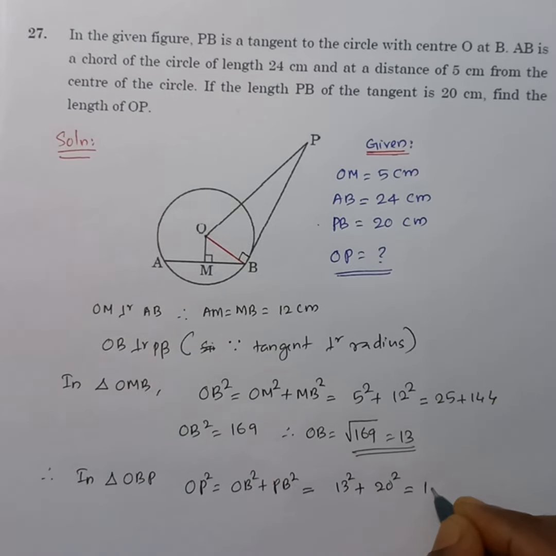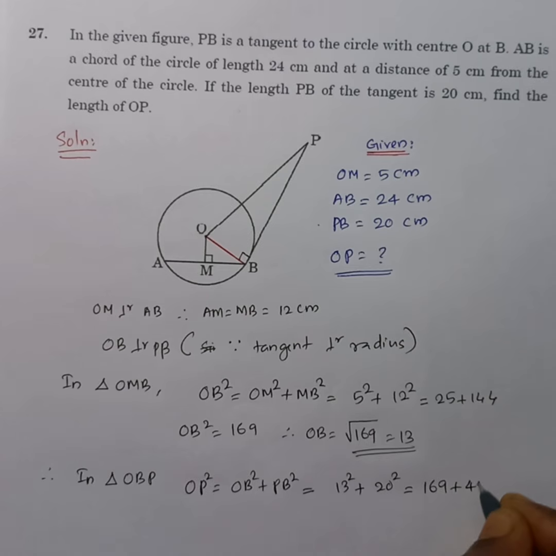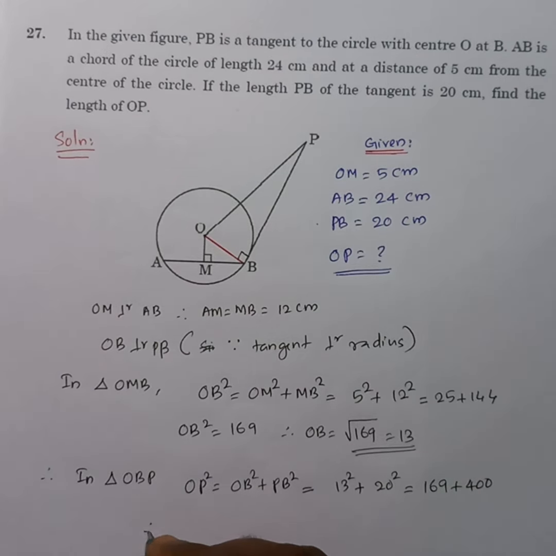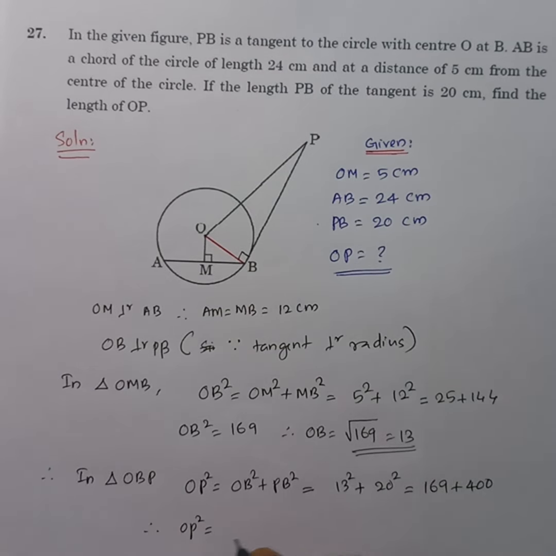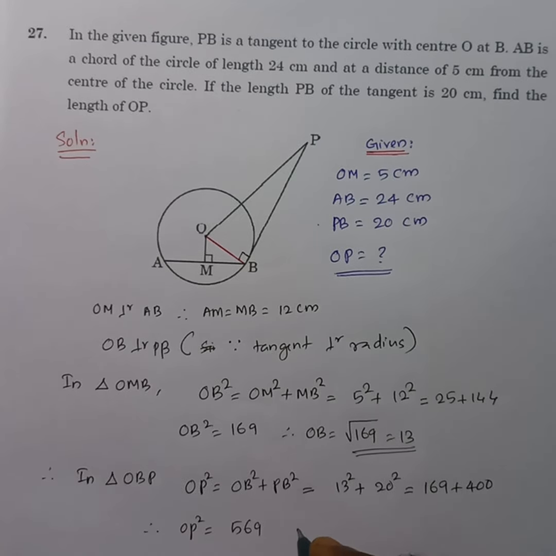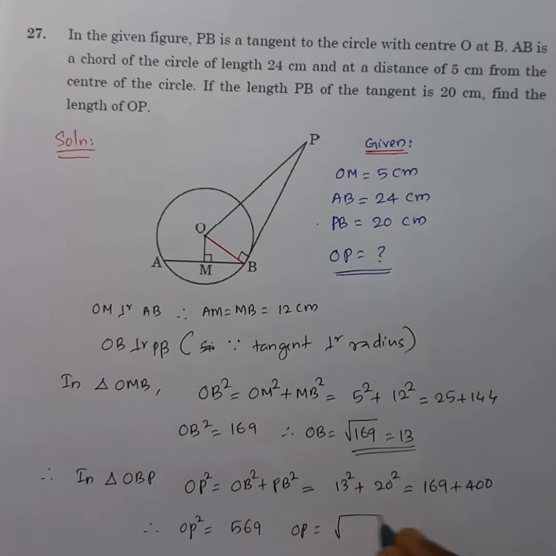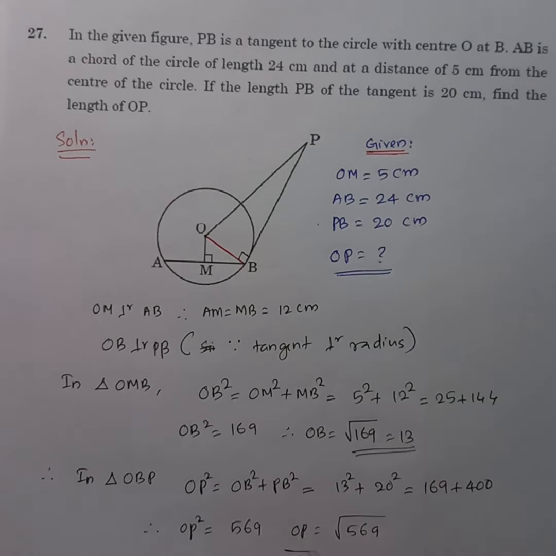That is 169 plus 400. Therefore, OP square is equal to 569. OP is equal to square root of 569. This is our answer.